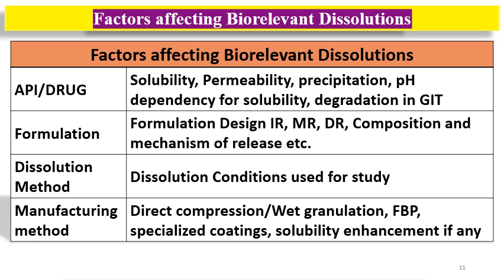Then coming to the factors affecting biorelevant dissolution. So many factors are there which affect the biorelevant dissolutions and the biorelevant dissolution data, which are the factors which have positive negative impact on the dissolution. So out of that, one is API or drug: the solubility, permeability or precipitation, pH dependency for solubility and degradation in the GIT. These are the most important parameters of drug which affect the biorelevant dissolutions data.